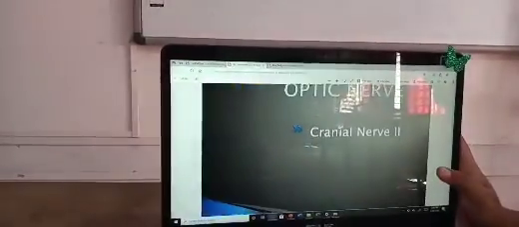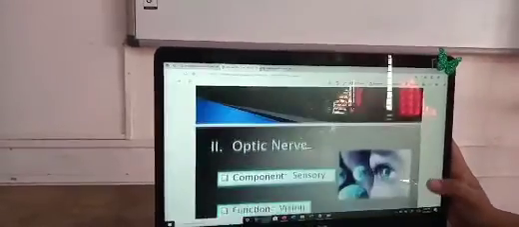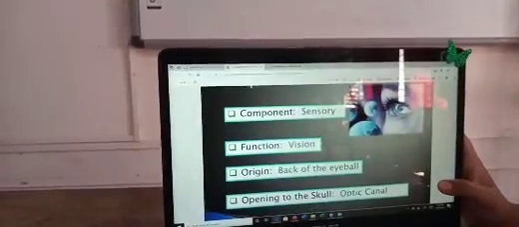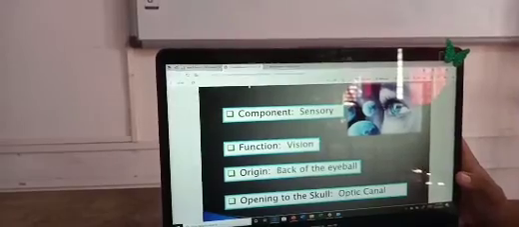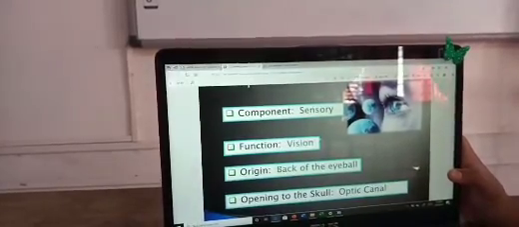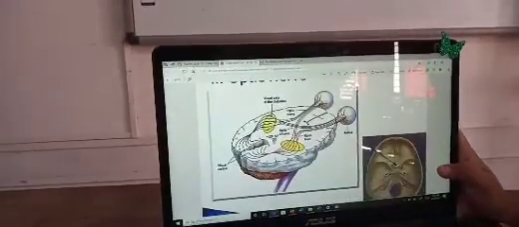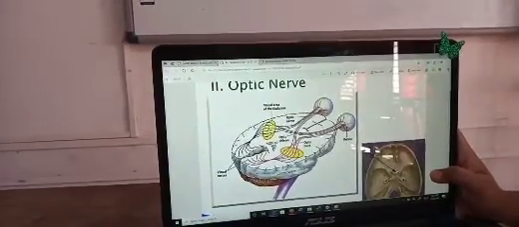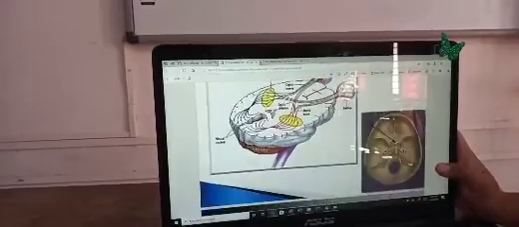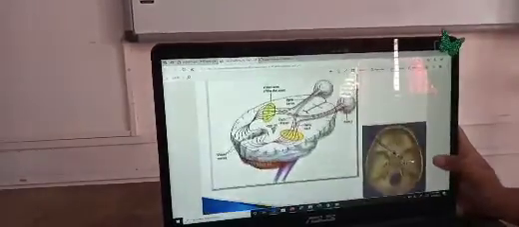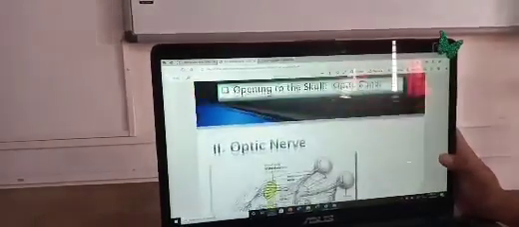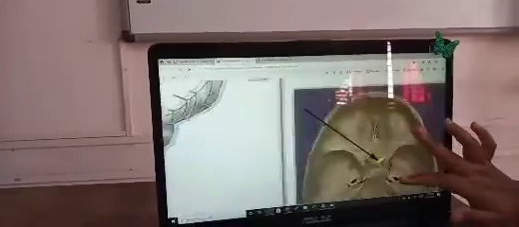Now going into the second nerve, which is the optic nerve. It's also a sensory nerve, functions in vision. It's present in the back of the eyeball, and it also opens in the optic canal. Now this is where the optic nerve is present. The optic canal is here.